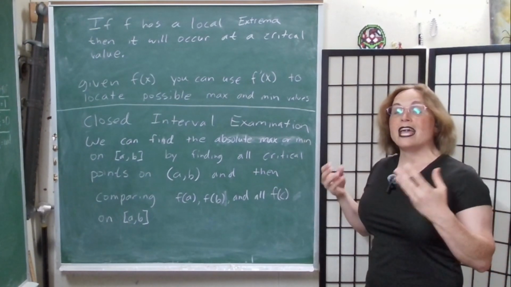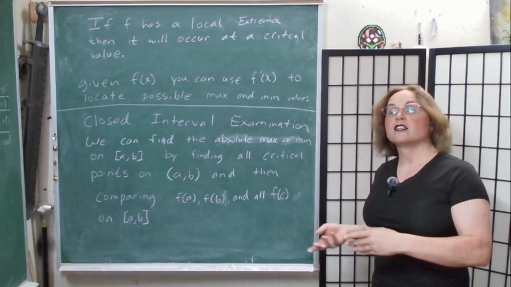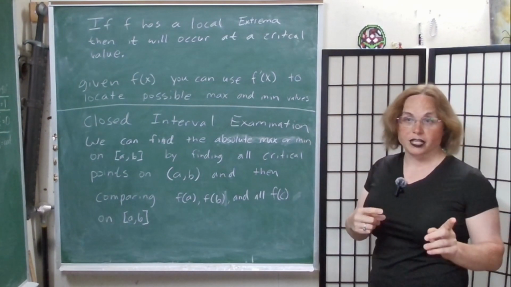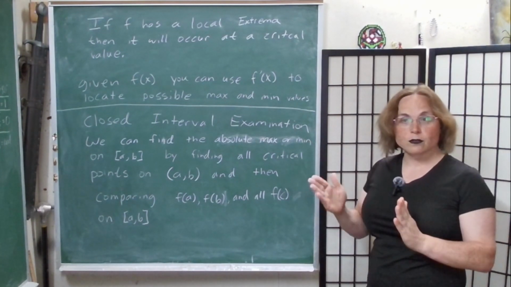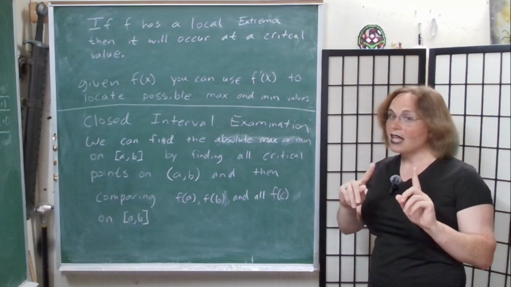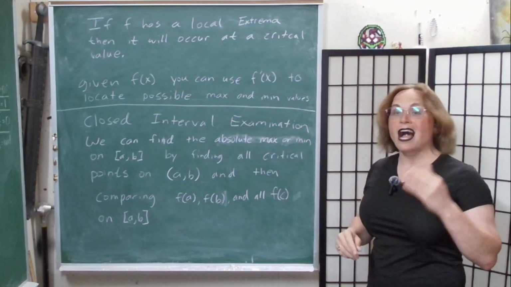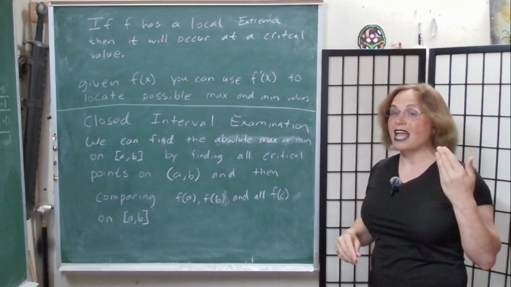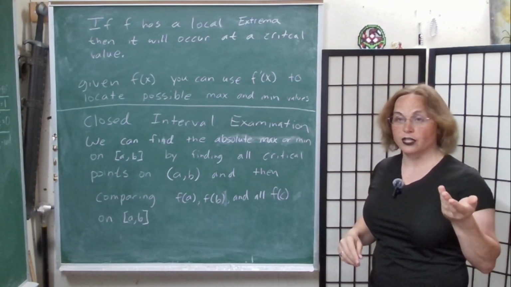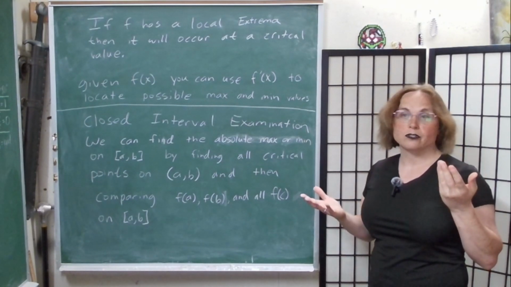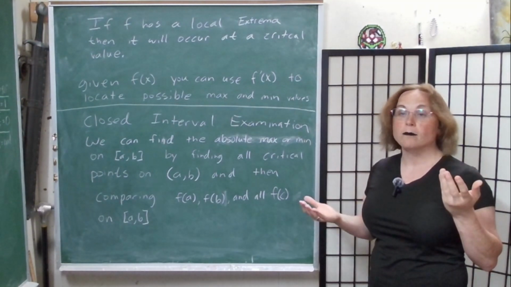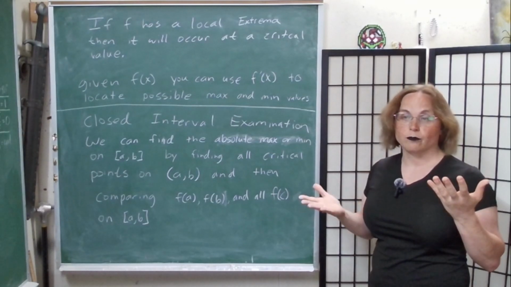Then we take those values and plug them into the original function and compare all of those values, as well as, on the closed interval, the endpoints. Whatever the highest values are going to be the absolute maximum on that closed interval, and whatever the lowest values are going to be the absolute minimums on that closed interval.